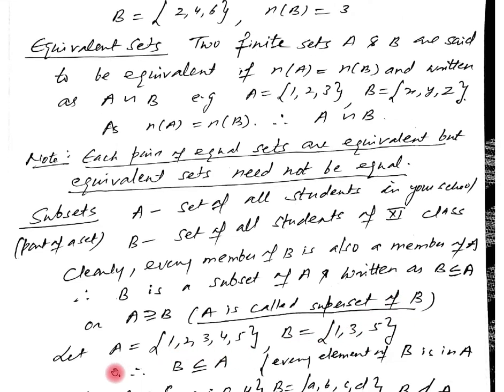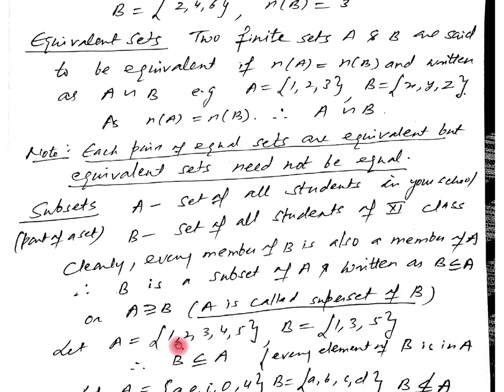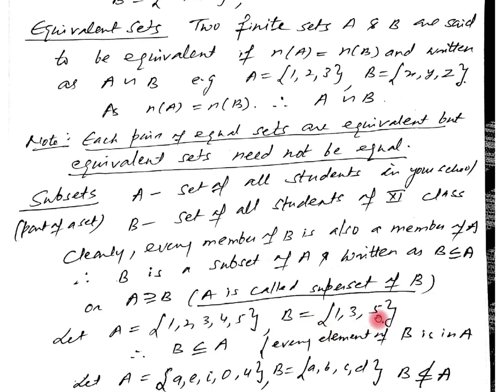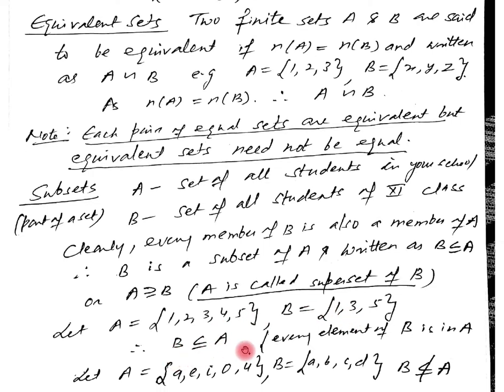Now let A be an example set having elements 1, 2, 3, 4, 5 and B be the set having elements 1, 3, 5. Now every element of B is in A. So we can say B is a subset of A because every element of B is in A.